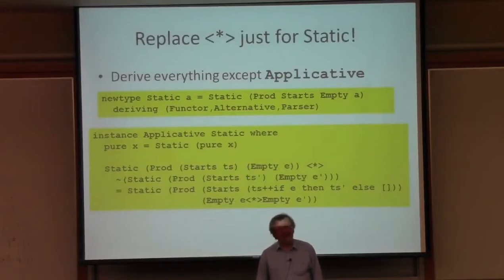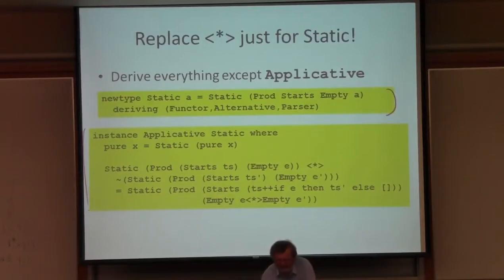But now I have something that almost works. So let me just replace the definition of that star operation for static. And I'll replace it with a definition that does work. So what I have to do then is when I define my static analysis functor, I must not derive the applicative instance, because I'm going to have to write that by hand. Here it is.